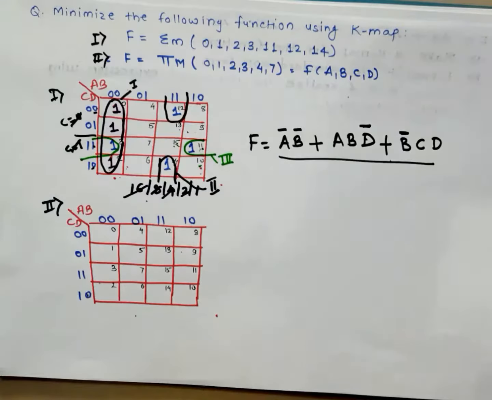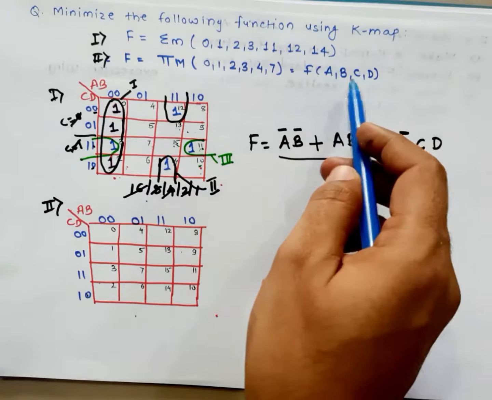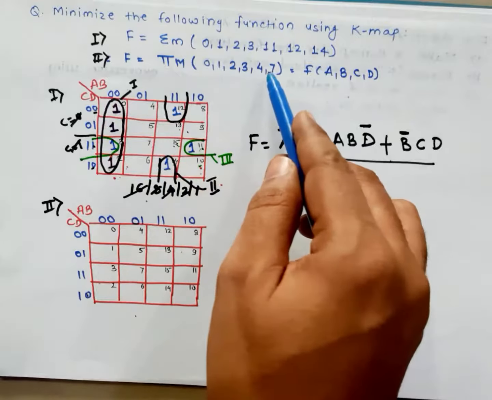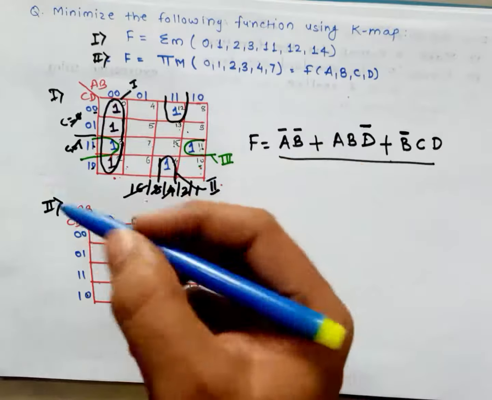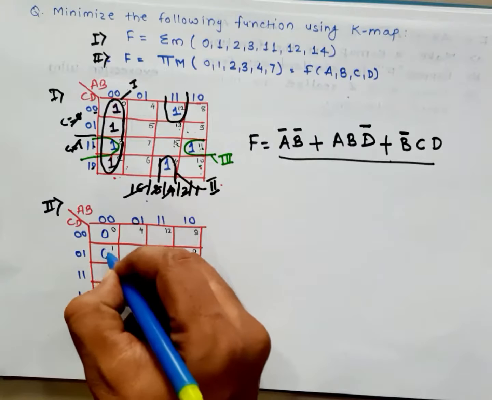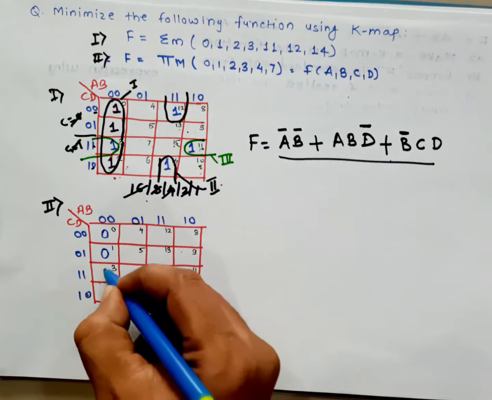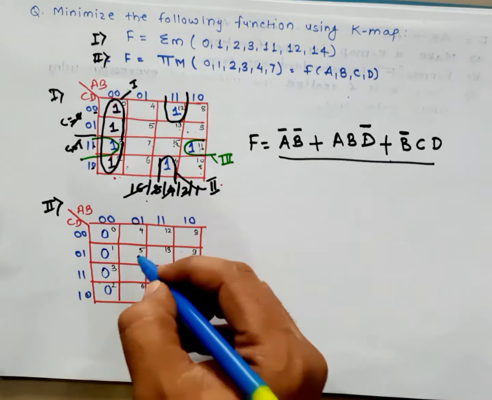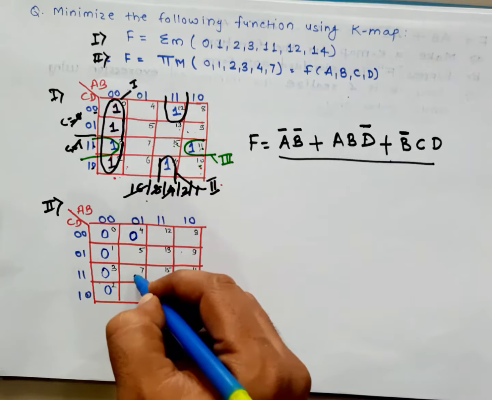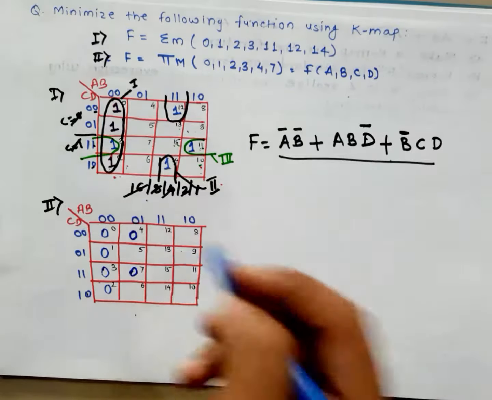Now the next function. First identify the function. The given function is in a POS form. So again, how many variables do we require? 4 variables, so a 4 variable K-map. Now these are max terms. For the max terms we put the 0 value. So cell number 0, cell number 1, cell number 2, cell number 3, cell number 4, and cell number 7 have 0 values.